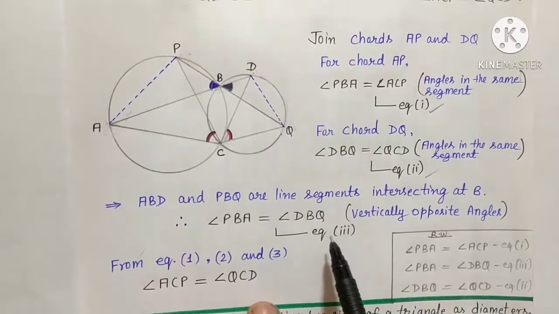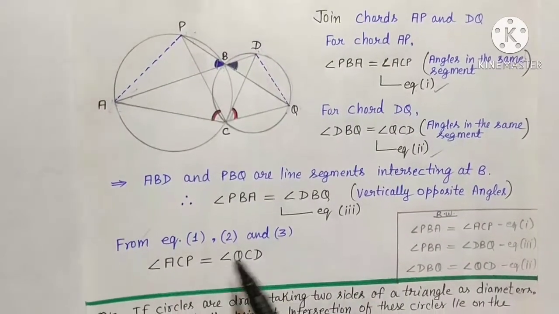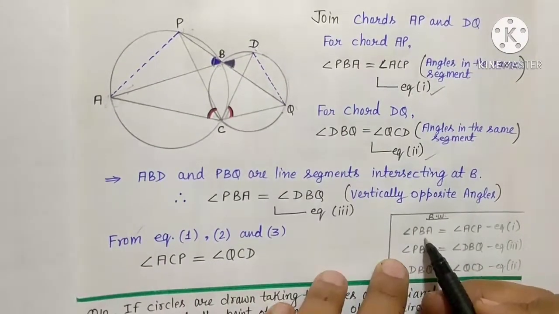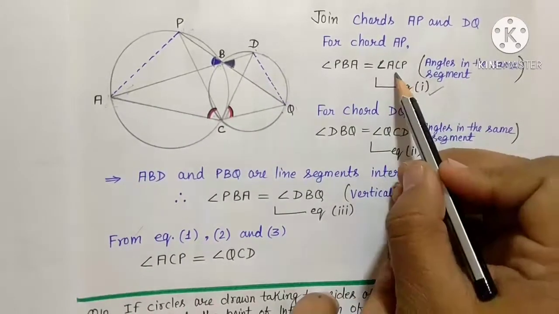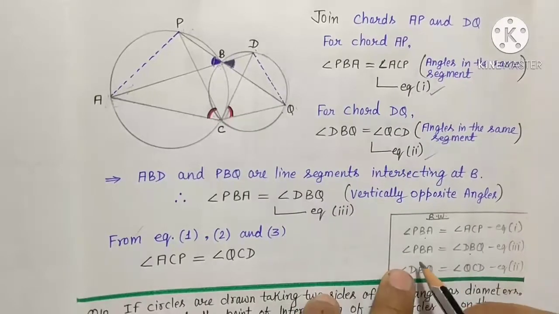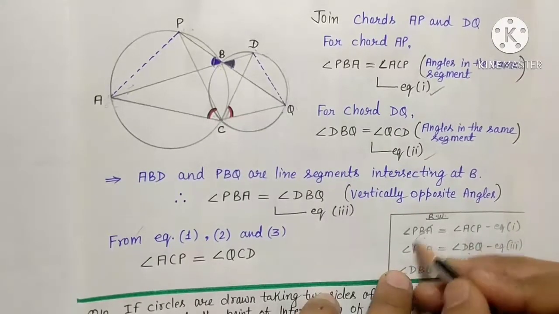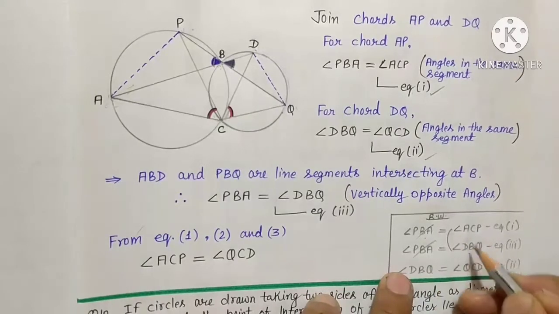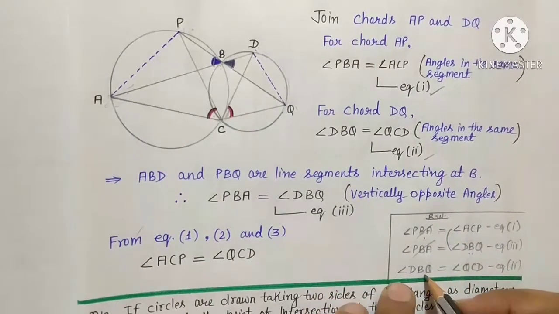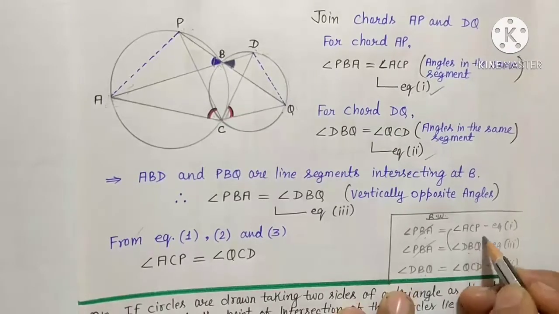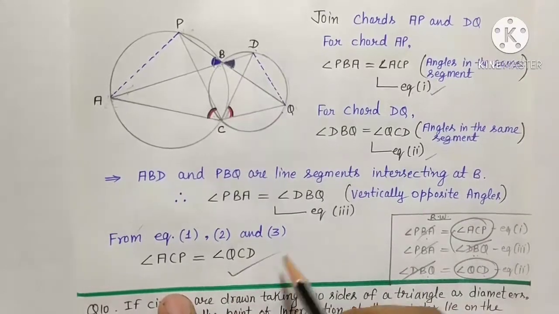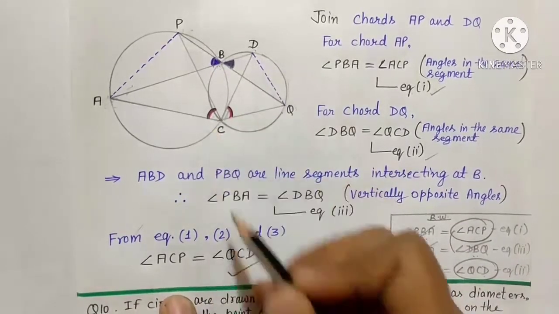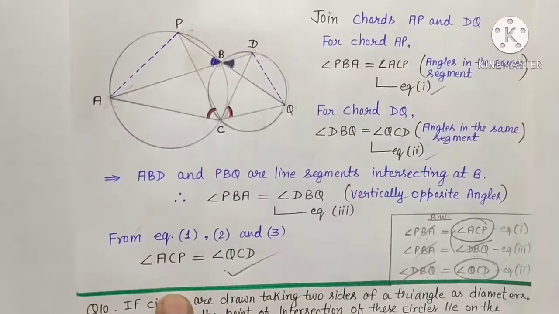And if they are equal, we can say from equations first, second and third that angle ACP equals angle QCD. Why? Because in equation first we said angle PBA equals angle ACP. Then in equation third, we are saying angle PBA equals angle DBQ. PBA cut, what is left? Angle ACP equals angle DBQ. And then finally we are saying angle DBQ equals angle QCD. So DBQ cut, what is left? Angle ACP equals angle QCD. This thing only we have written, and this thing only we had to prove. So question number 9 is done.